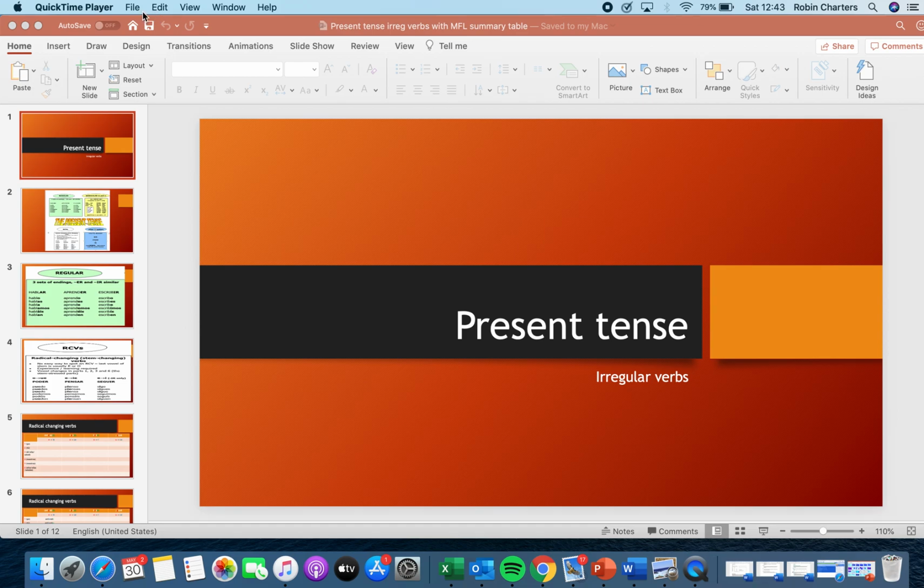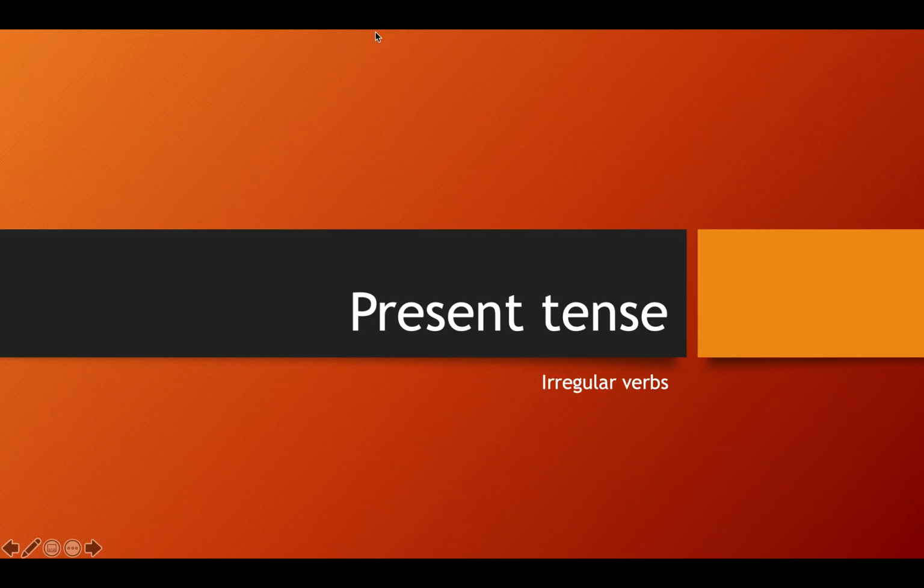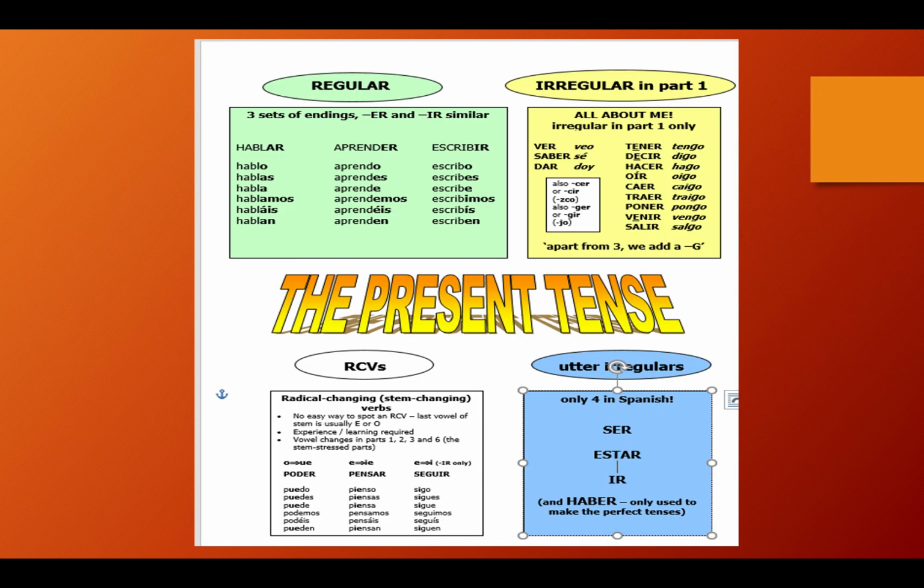To help you recap on the topic of radical changing verbs, one of the grammar points that I've asked you to revise. Last time you would have had a look at regular verbs, so for AR, ER, and IR verbs. Okay, so that's your green box up at the top left-hand side. So hopefully that's all fairly clear for you by now.